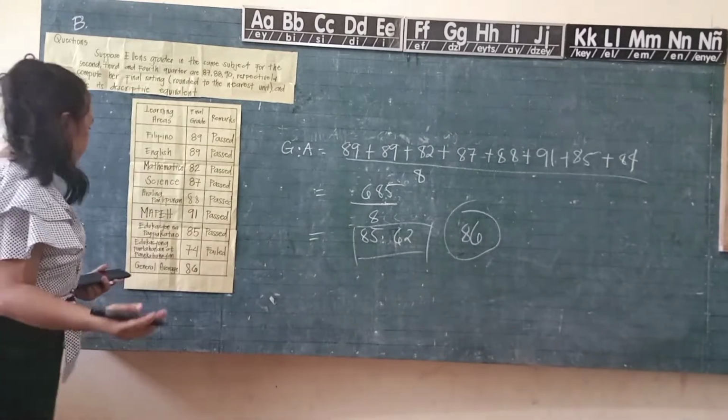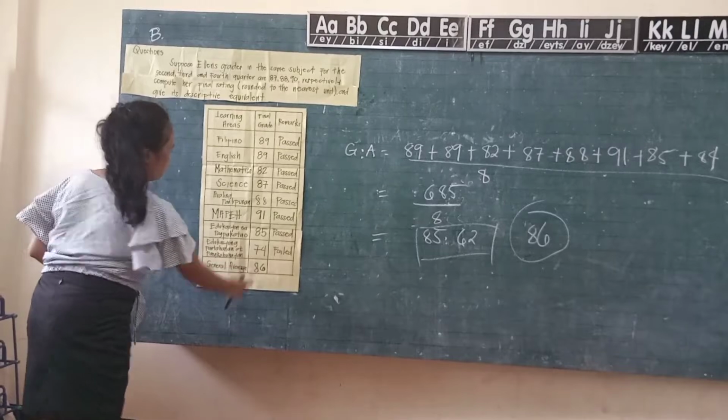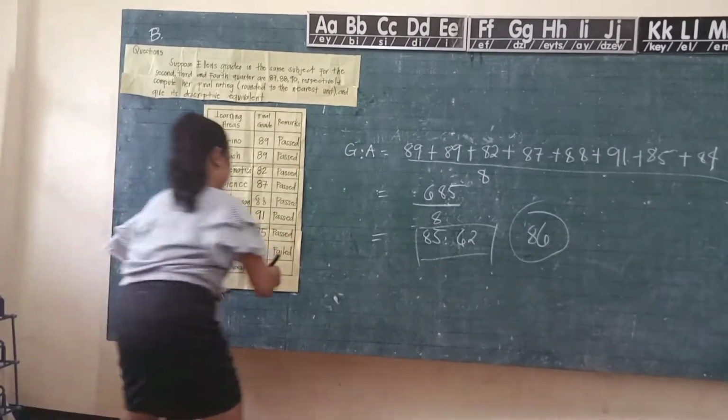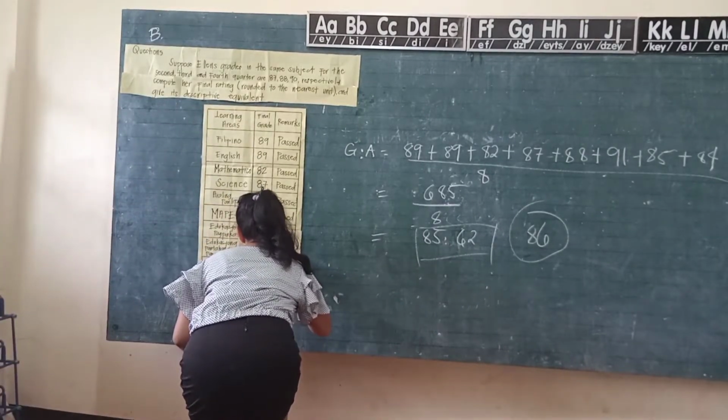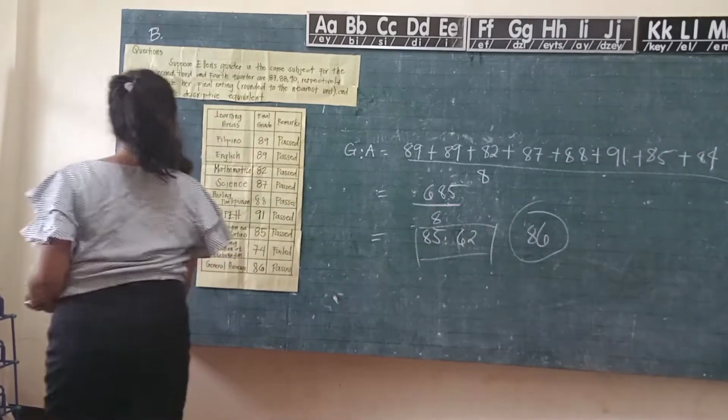Now, the descriptive equivalent of 86 is pass. And that's it. We already completed our table.